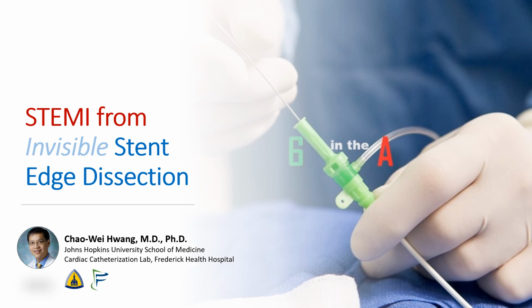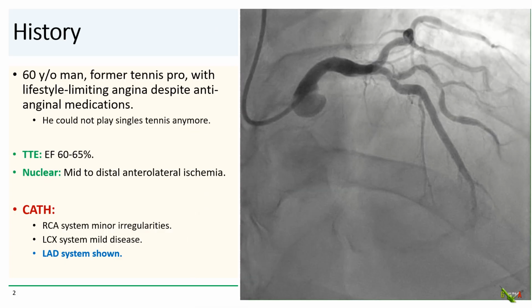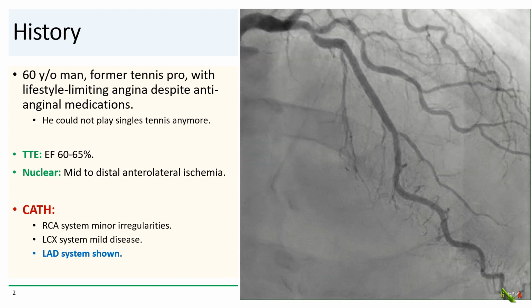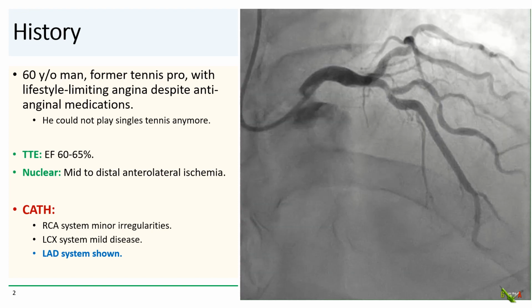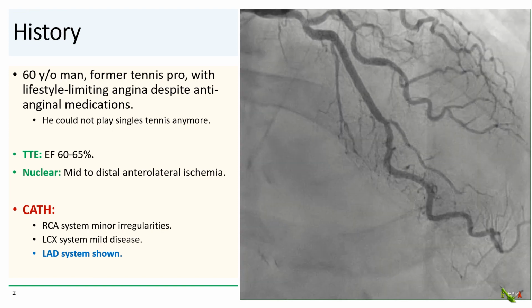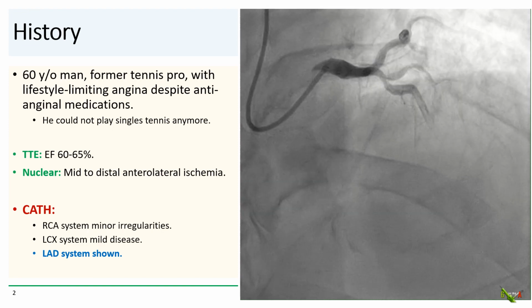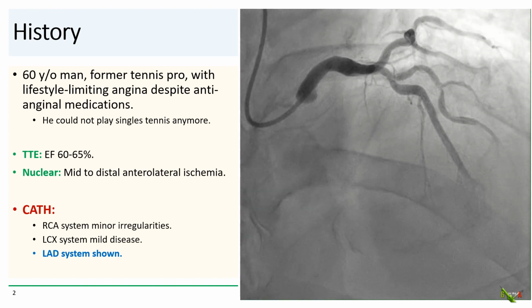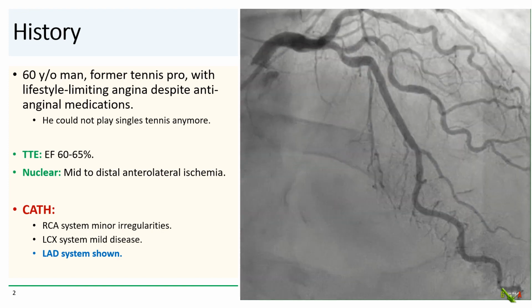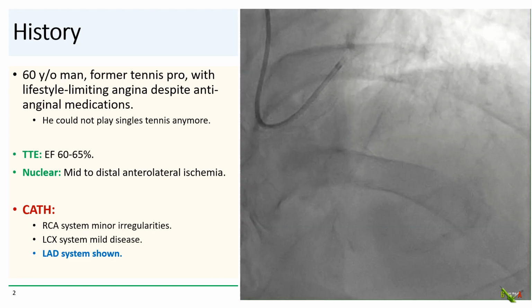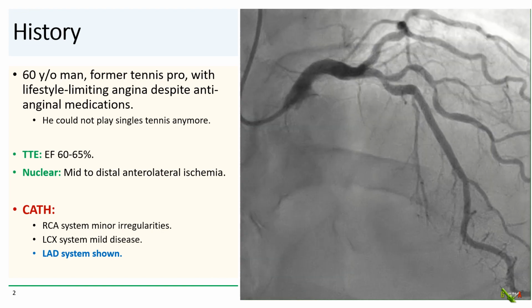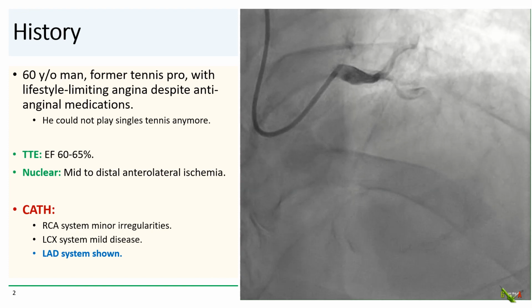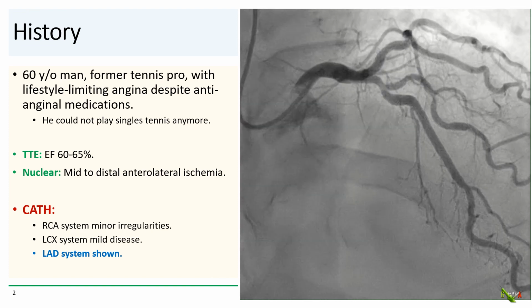Today we're going to be talking about a STEMI caused by an angiographically invisible stent edge dissection. The patient is a 60-year-old former tennis pro who has been having increasingly lifestyle-limiting angina over the past several months. His cardiologist has been up-titrating his anti-anginal medications, but despite the meds, he is no longer able to play singles tennis without angina. His echo showed a normal ejection fraction, but nuclear stress test showed mid to distal anterolateral ischemia, and he was referred for Cath.